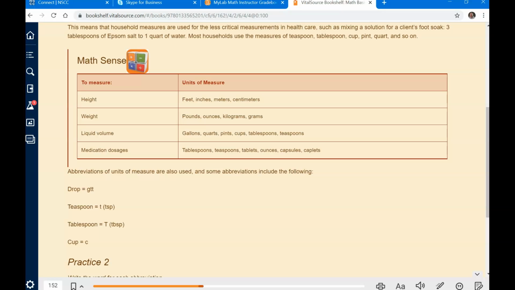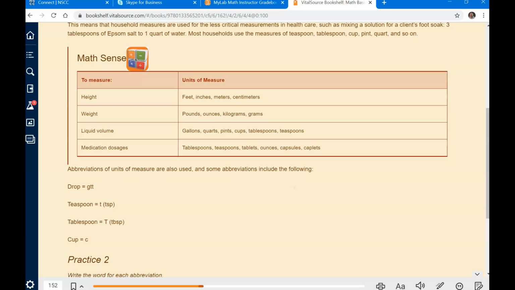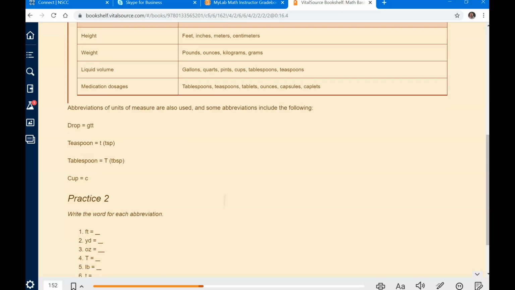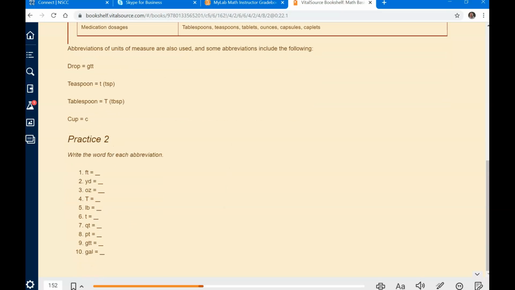and so on. So these are just basically common measurements here. Ones you might not be used to seeing, though, right here is drop, and the symbol for drop is GTT. That's a nursing thing. And there's teaspoon and tablespoon. Wine cup. I'm not going to give you any questions like this about the word for FT. If you have trouble with that, look it up.